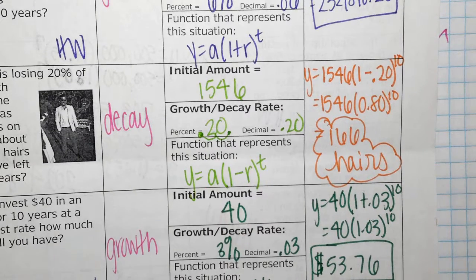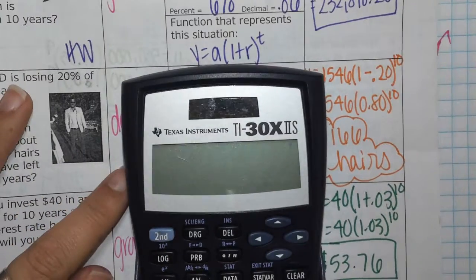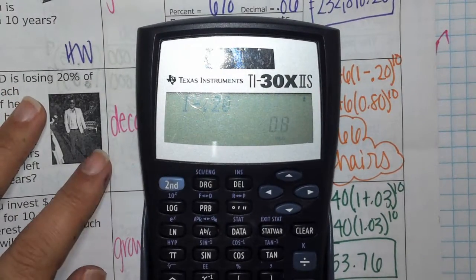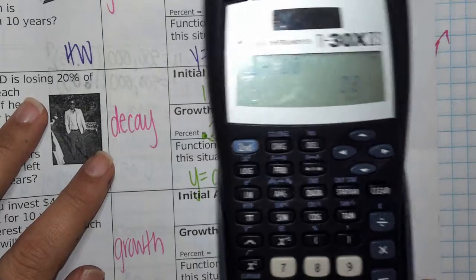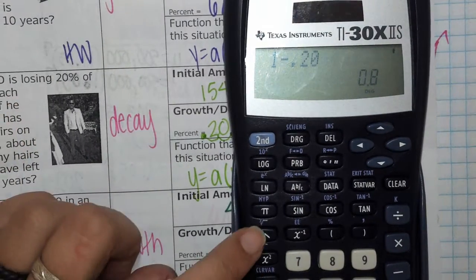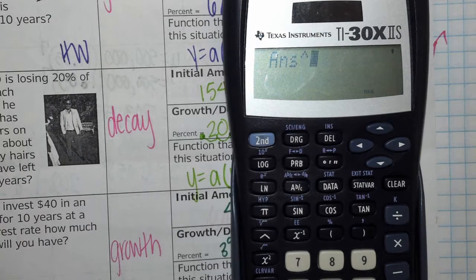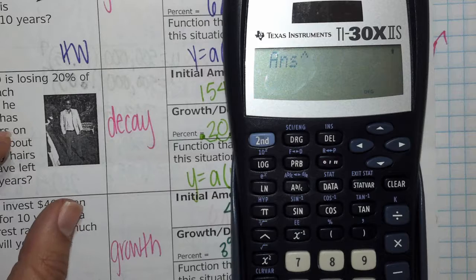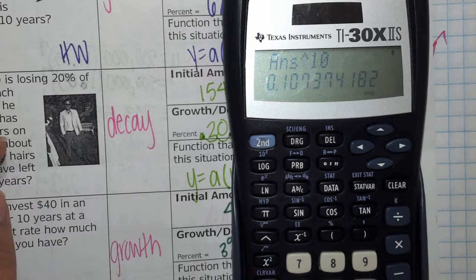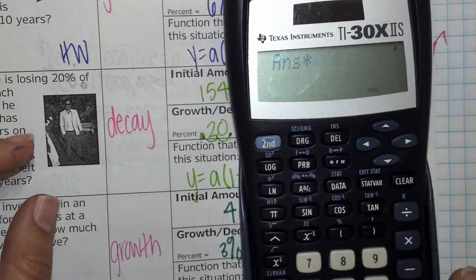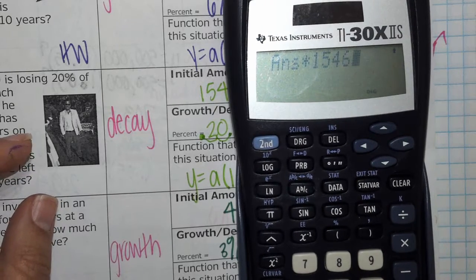Alright, any questions about that one? Do we feel okay? Could we do that? Why? Okay, so you start by doing 1 minus 0.20, correct? And then you hit the caret button. And what are we raising it to? What power? Okay, so you type in 10. And now we're going to multiply it. So you hit multiply. And then you multiply it by 1546.